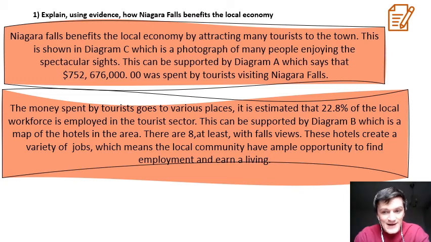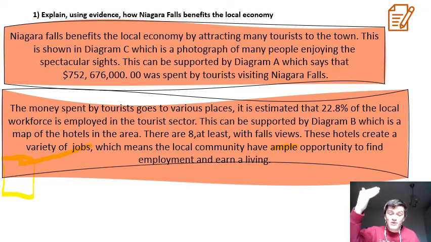This can be supported by diagram B, which is a map of the hotels in the area. There are 8 at least with falls views. These hotels create a variety of jobs, which means the local community have ample opportunity. The word ample means lots, to find employment and earn a living. What you could do, if you wanted, is list a couple of jobs here. What type of jobs exist? You've got skilled jobs, the management jobs, right down to the low skilled jobs, the gardeners, the groundskeepers, and the labourers. You've got all these different jobs.